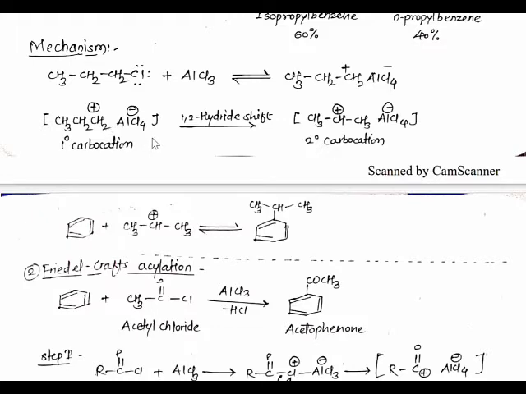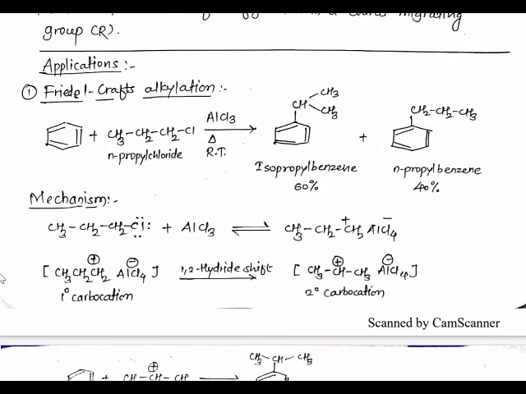So you could get two products. One from this primary carbocation, which is n-propyl benzene, if this CH2 substitutes on benzene. If the secondary carbocation substitutes on benzene, then you will get isopropyl benzene, and this one is more stable.